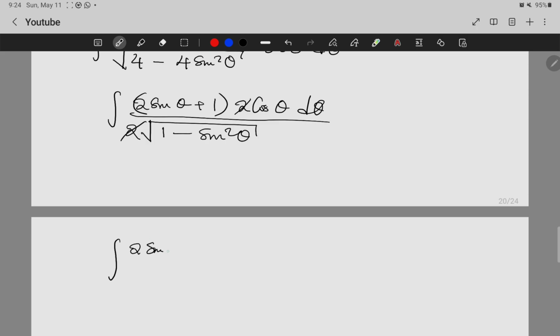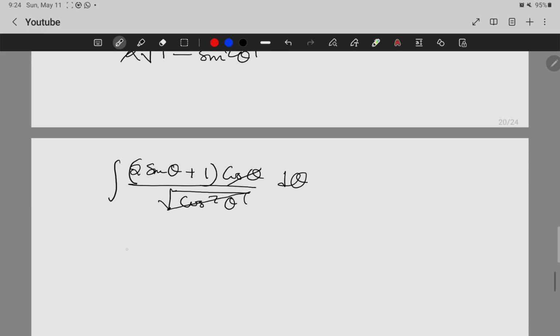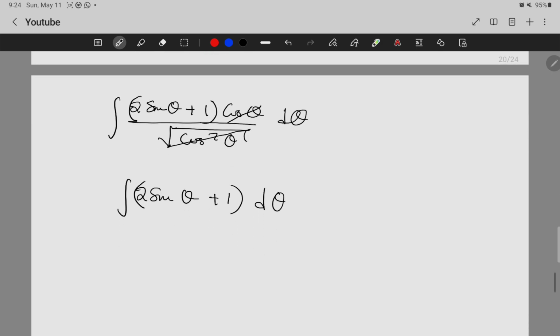So now I have 2 sine theta plus 1 times 2 cos theta over root of cos squared theta. Root of cos squared is just cos. So the cos that will come from here and that cos will cancel out, leaving us with 2 sine theta plus 1. So this is the integral that we now have to evaluate. So now this can actually be evaluated: 2 sine theta d theta plus d theta.